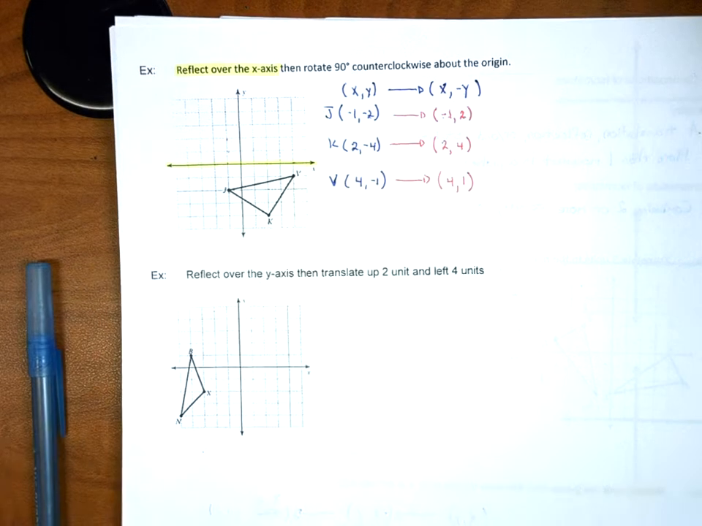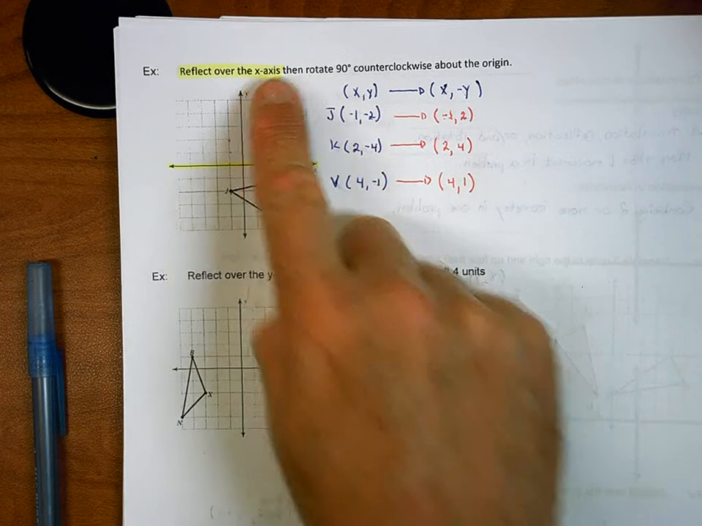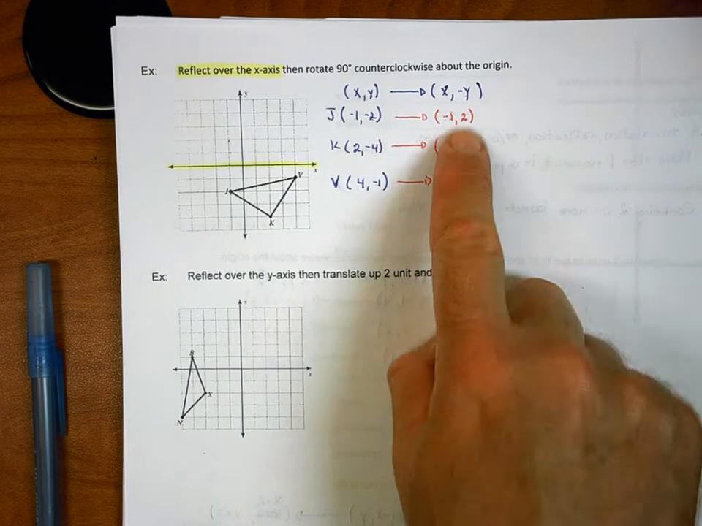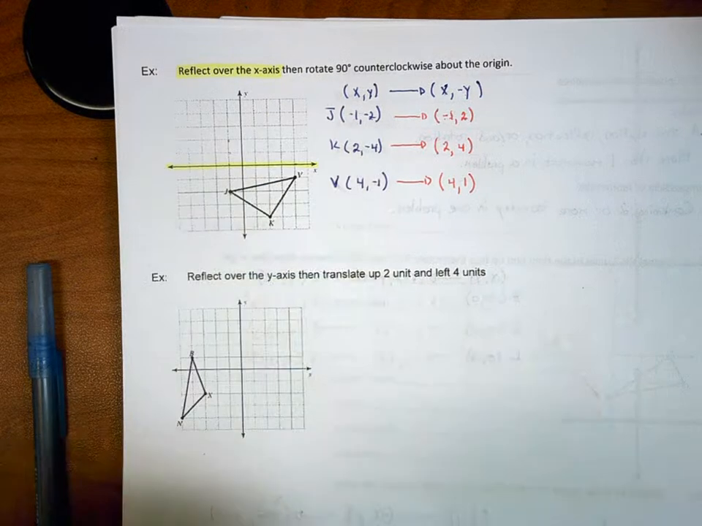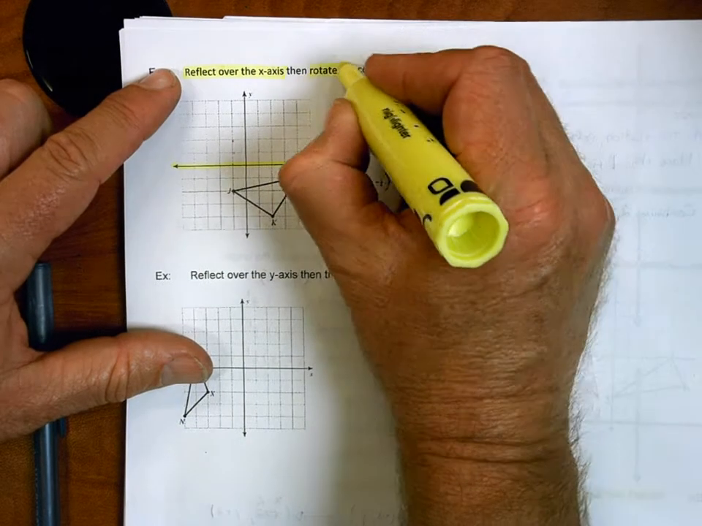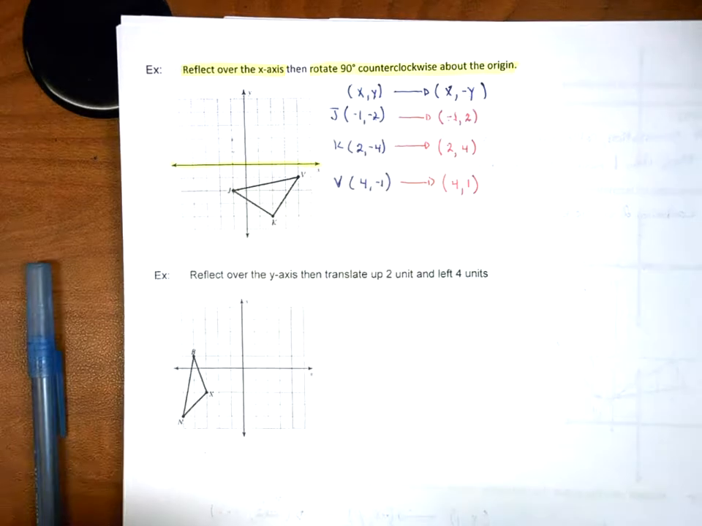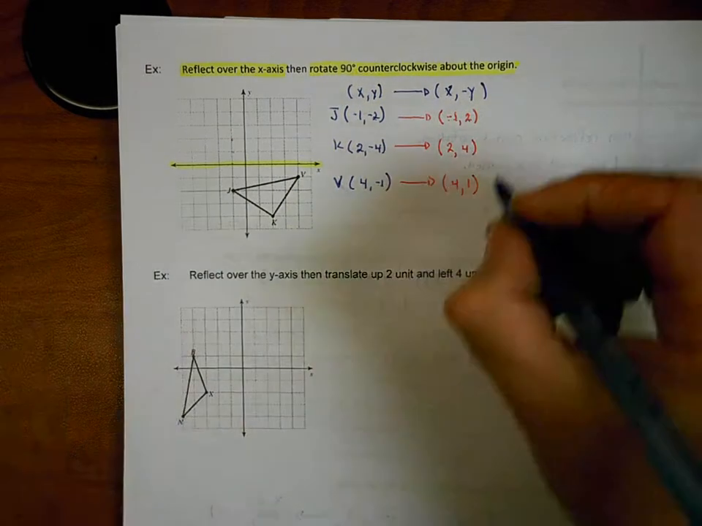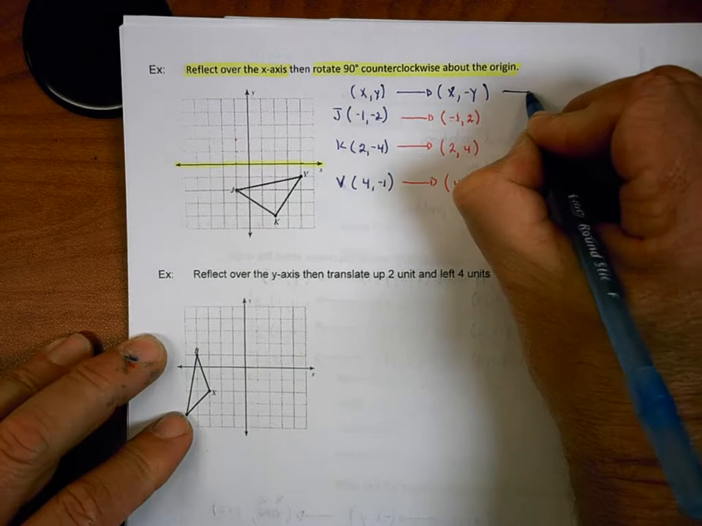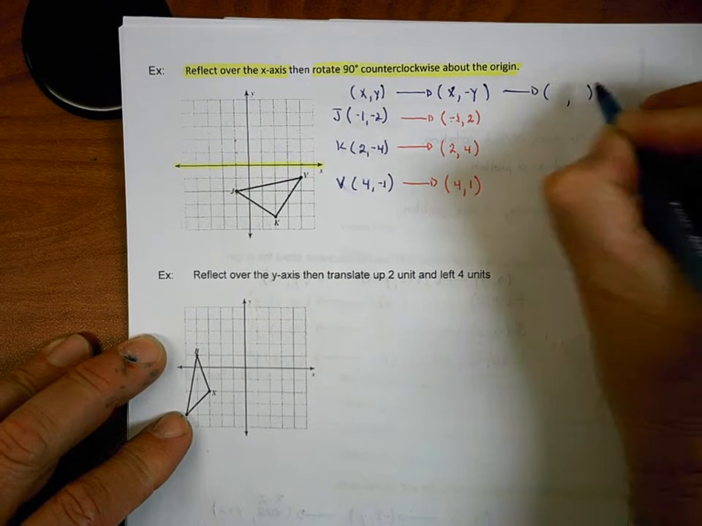Okay, well that's my first movement. Am I done? No, because it said reflect over the x-axis. I just did that. That's going to give me those coordinates. It says then rotate 90 degrees counterclockwise. So my next movement is I'm going to rotate 90 degrees counterclockwise, about the origin. So what's the rule for when you rotate 90 degrees? You got to remember that rule. Look it up in your notes if you're not sure.